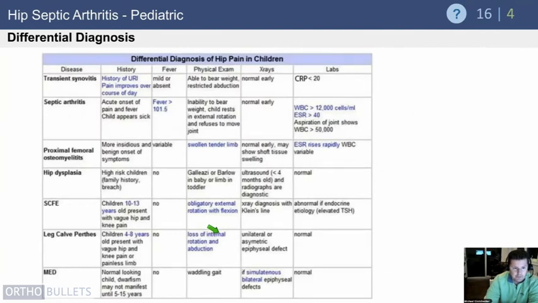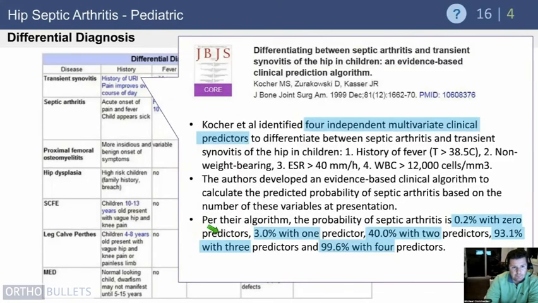So this is a little bit of a table. It's a little bit busy here, but it shows the differential for hip pain in kids. And I think there are 3 key papers to realize here. And again, we're going to talk about transient synovitis in a minute. But the first is distinguishing between transient synovitis and septic arthritis. And these are those variables that I talked about.